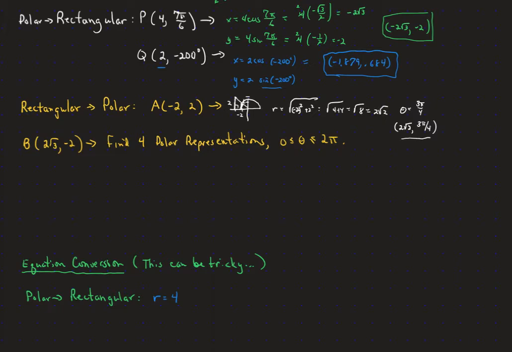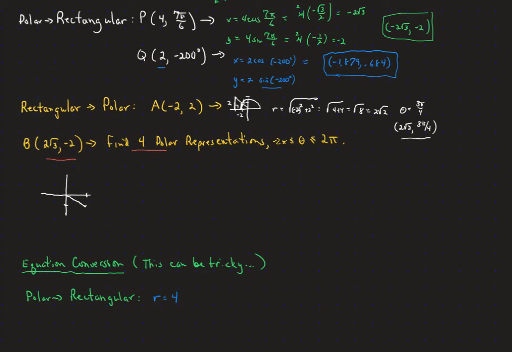So for the second one, here are going to be our rectangular or Cartesian coordinates, and we want to come up with 4 different ordered pairs in polar form, and I want theta to be from negative 2 pi to 2 pi. Okay, so let's see if we can get a picture here. Here are our xy axes. So we're going to be at 2 square root of 3 and negative 2.